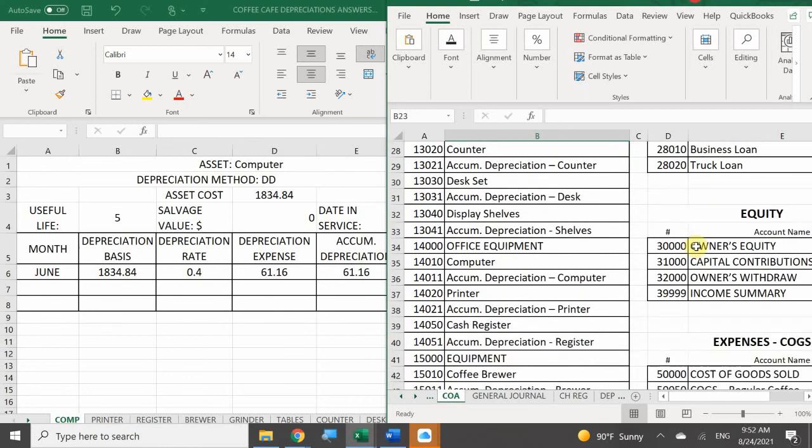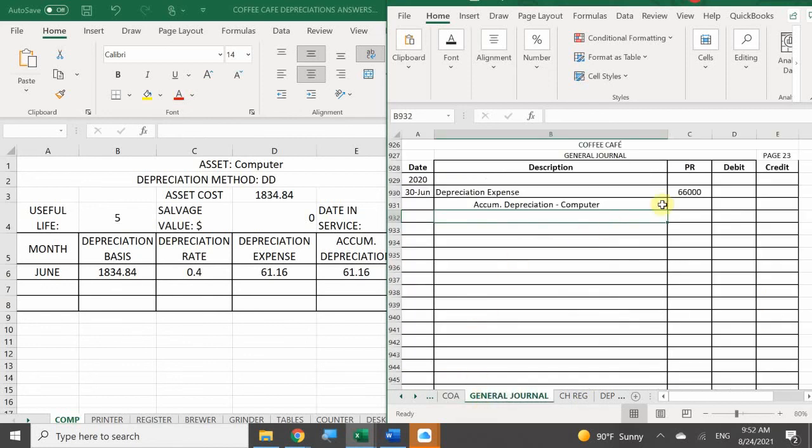Is it the 14010? That's the computer. Oh, accumulated. So right here, accumulated depreciation for the computer is 14,011. Okay, and it's going to be a credit because it's going to decrease the actual value of the asset itself.